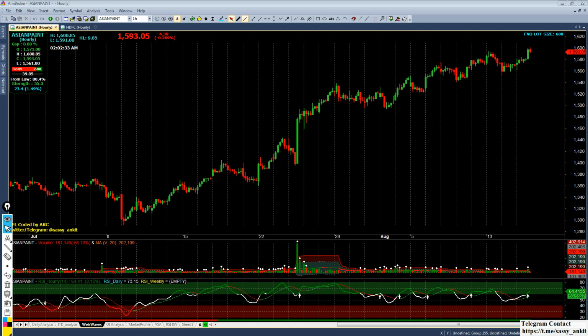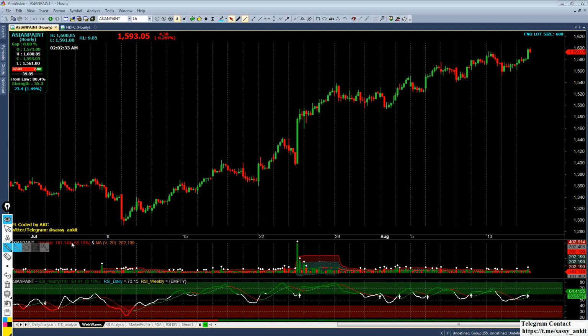We are looking at Asian Paints on hourly time frame. I'm choosing hourly time frame because I'll trade on 15 minutes time frame. Remember, you should draw your trend lines on the higher time frame of your trading time frame.